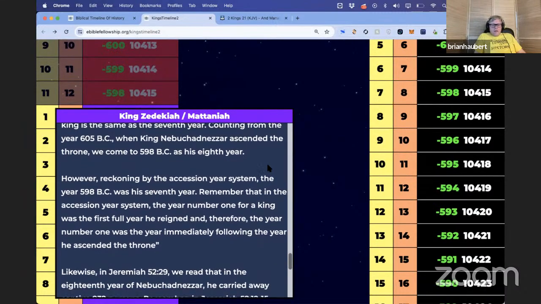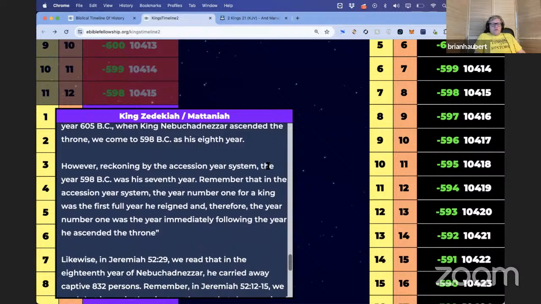However, reckoning by the accession year system, the year 598 was his 7th year. Remember that in the accession year system, the year number 1 for a king was the first full year he reigned, and therefore the year number 1 was the year immediately following the year he ascended to the throne.